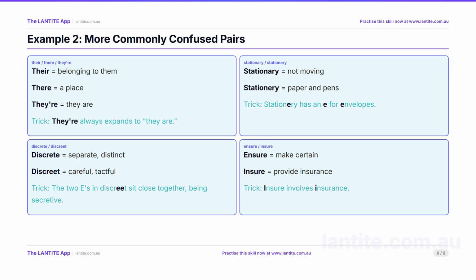Discrete versus discreet. Discrete with a TE at the end means separate or distinct. Discreet with 2 E's together means careful or tactful. The trick. The 2 E's in discreet sit close together, like people being secretive. Ensure versus insure. Ensure means to make certain. Insure means to provide insurance. The trick. Insure starts with I, just like insurance.